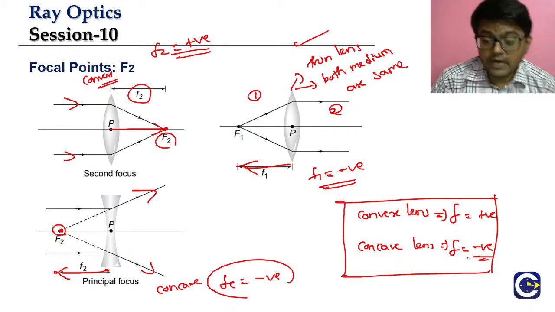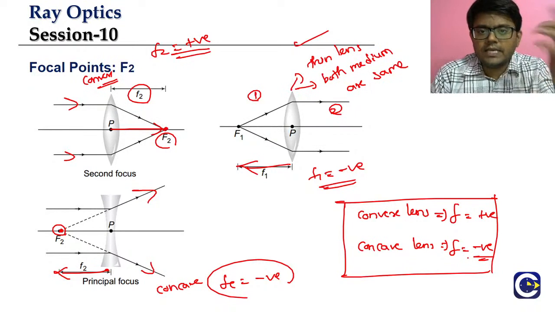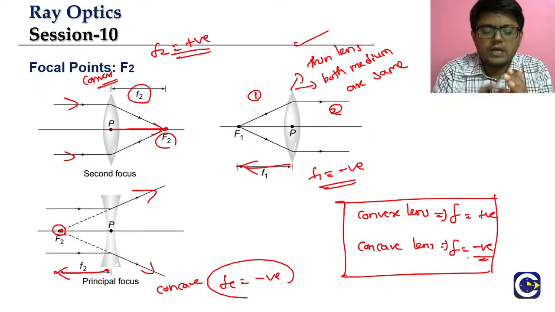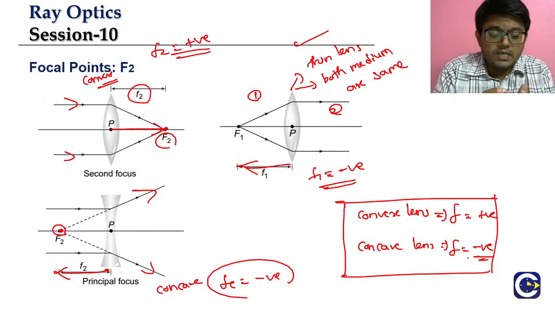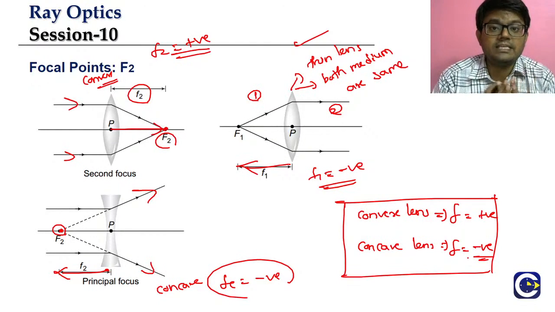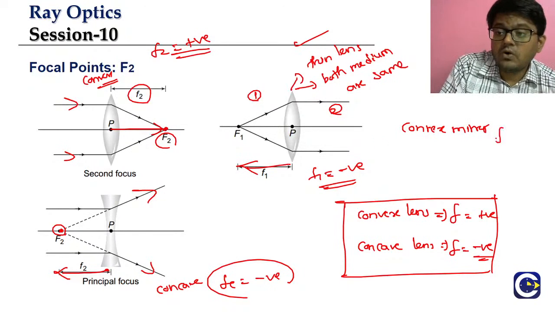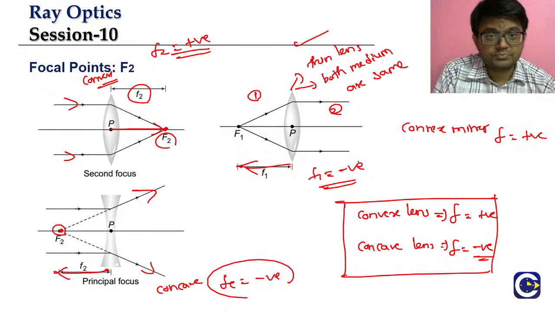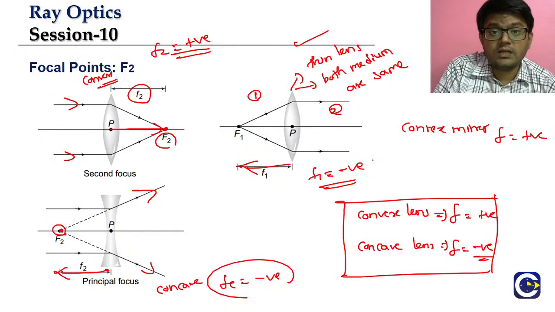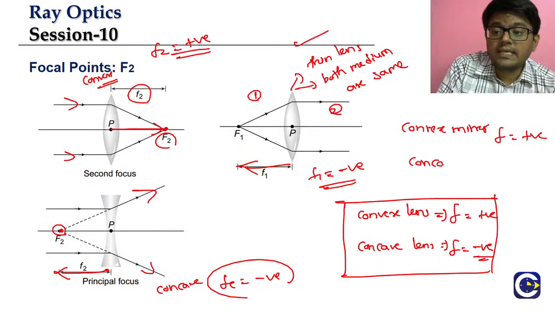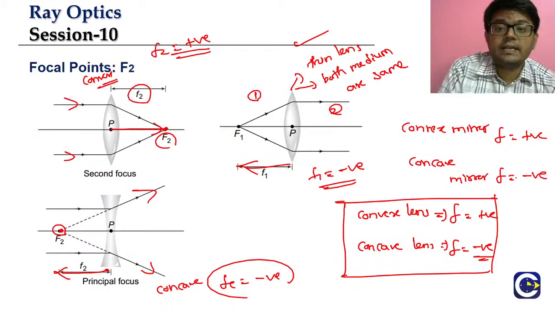Now you might want to recall quickly, because we should not confuse between the lens and the mirror concept, but wherever there are some similarities, we should try to use them so that we will be able to easily remember. So look at this. What about a convex mirror? Convex mirror, focal length is positive. For a concave mirror, focal length is negative.